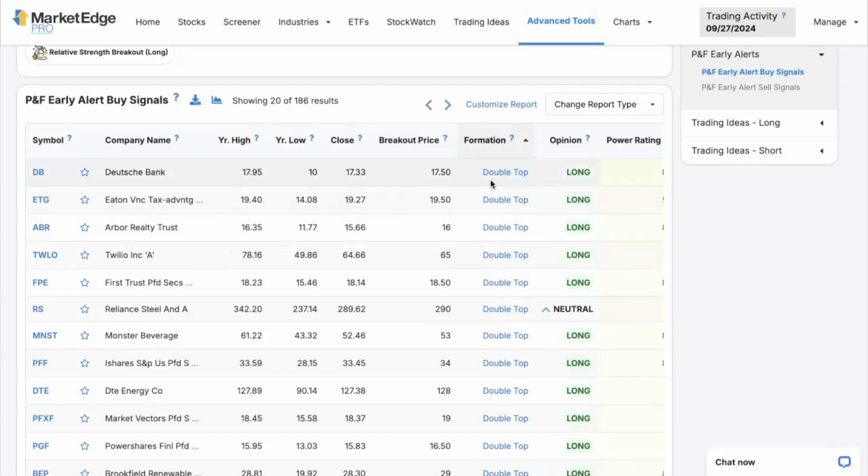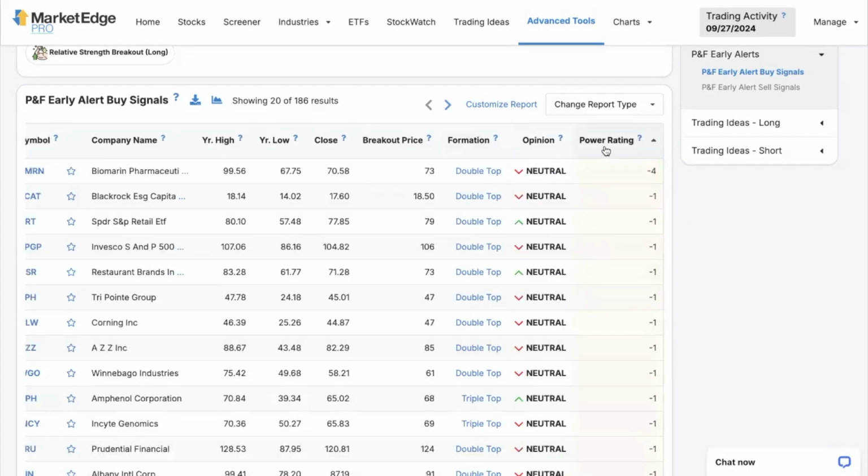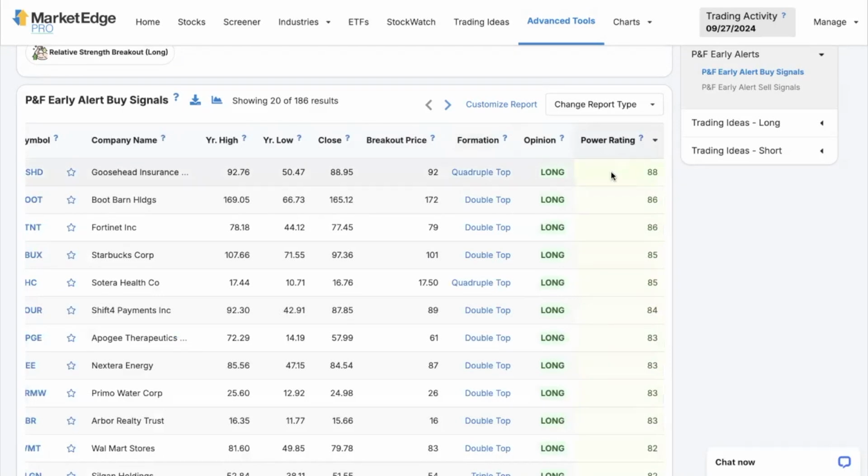Now, if you click on the power rating over here, also click on that again. Okay, now this is kind of neat to look at also. If you're looking at something to buy, this power rating shows you that not only is the stock coming up to where it's going to have a point and figure breakout, you're actually going into that breakout with a lot of momentum behind it. The power rating looks at a lot of different things. It's kind of a momentum index of our own.